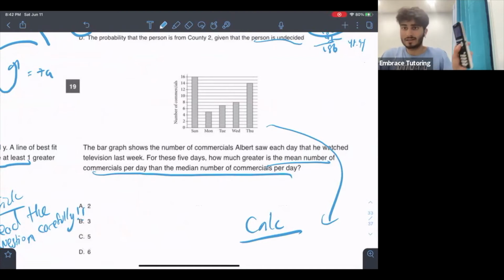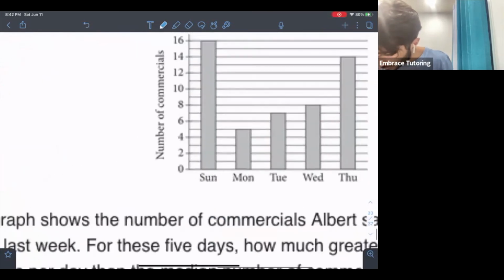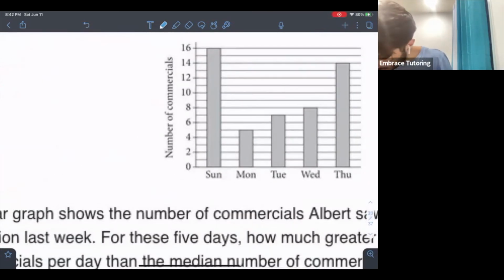So you go to stat, you go to edit. You can clear your calculator. And then Sunday would be 16. Monday would be 5. Tuesday would be 7. Wednesday would be 8. And then Thursday would be 14. And then you go stat, calc, one variable stats, list 1, calculate.